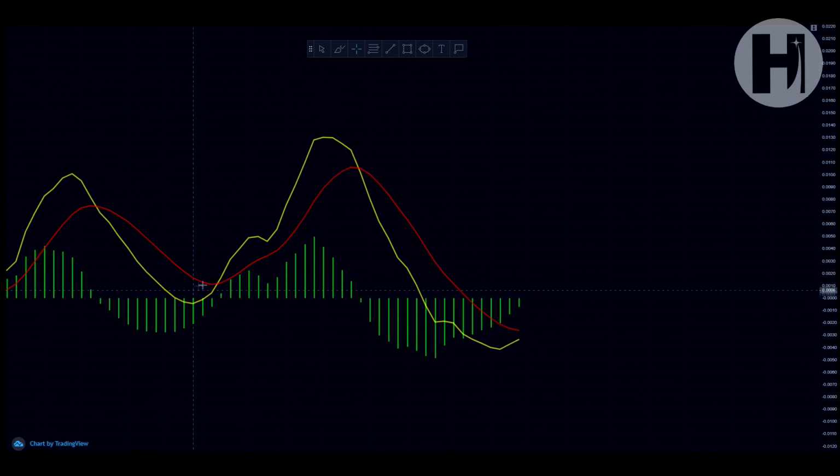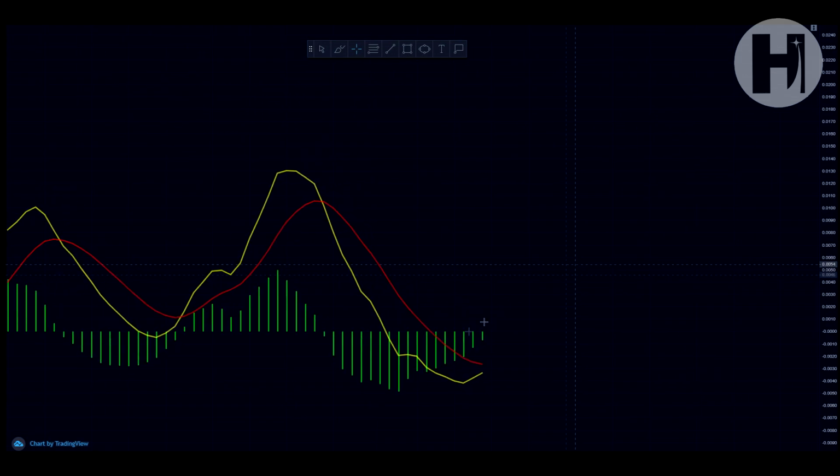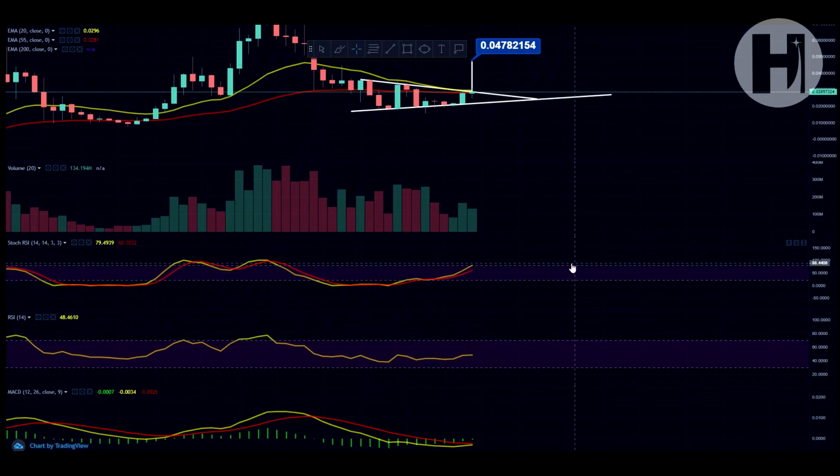Once you get the bullish cross on the MACD, just like you did here back in August of last year, that's when you saw that parabolic move. So this is potentially something that we're looking at, very similar, over here. And yeah, that's pretty much it.